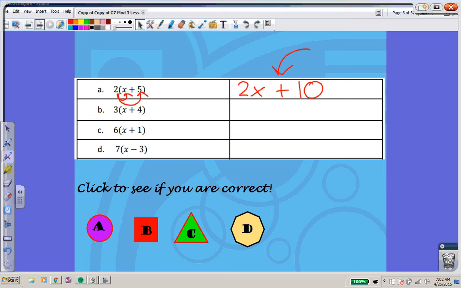So I'd like you to go ahead and do letter B, letter C, and letter D. Once you are finished with that, please raise your hand, check in with me, and then you can move on to the next activity.